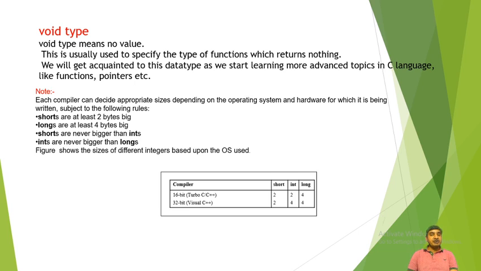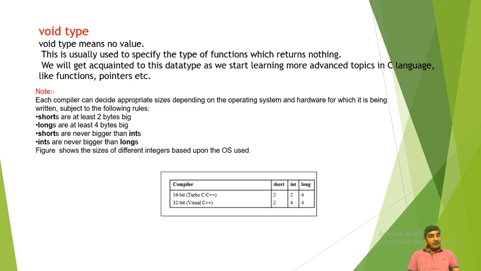Note that each compiler can decide the appropriate size depending on the operating system and the hardware for which it is being written, subject to the following rules. First, short integers are at least 2 bytes big. Long integers are at least 4 bytes big. Short is never bigger than integer. Integer is 2 bytes. Integer is never bigger than long, that is long integer, long float.